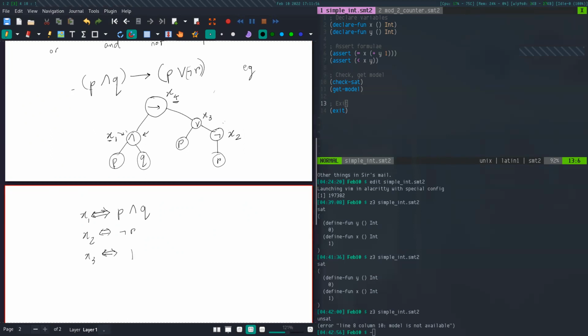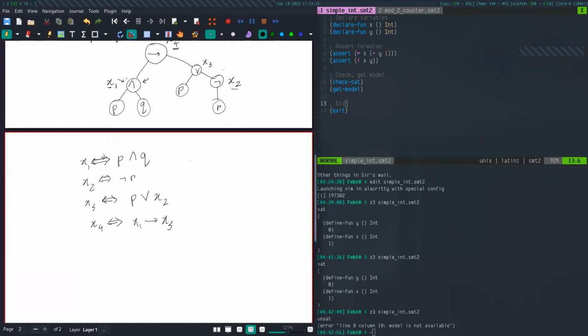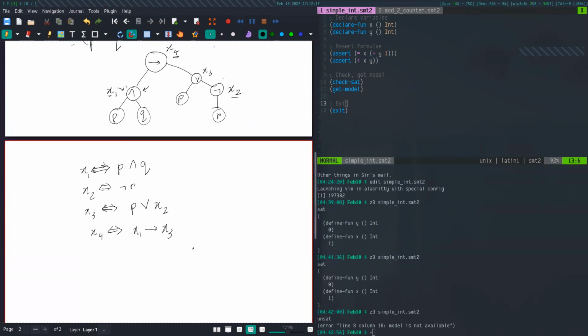x3 is equisat to P or, and now notice that we have this child here. Instead of having this entire formula here, we're just going to say x2, right? So P or x2, and x4 is going to be equisat to x1 implies x3, right? So now we basically have a tree, with one variable for each node, and we have a bunch of expressions.